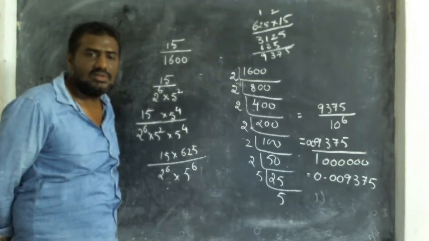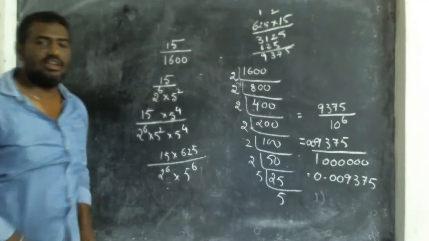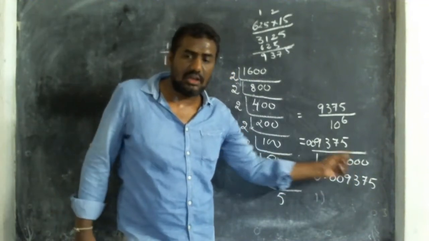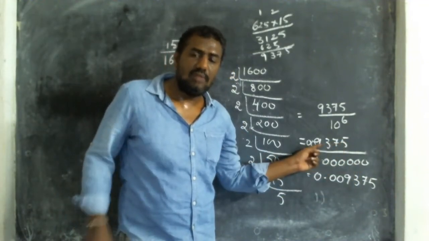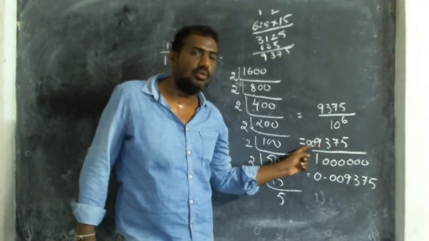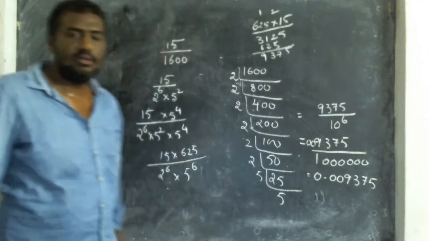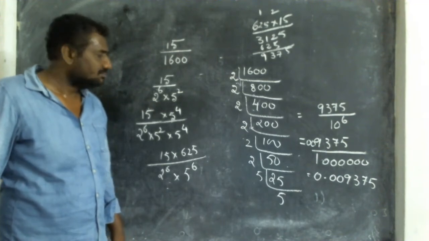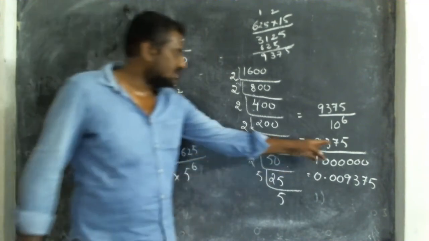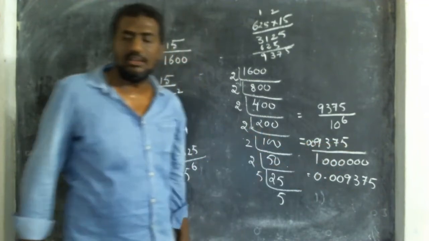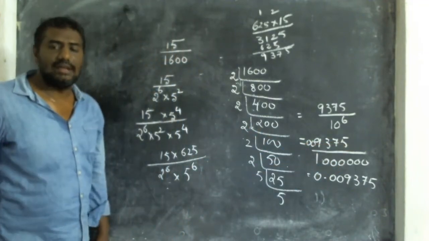0.009375. So this is the problem. This is the way of converting into the decimal. Down, 6 zeros are there. Actually, I have only 4 numbers, so I want 6 numbers. For getting the 6 numbers, before our number, we'll put 2 more zeros. If you put 2 more zeros, you'll get the 6 numbers. Now, on top 6 numbers are there, 6 zeros are there. In front of the 6 numbers, put the decimal. That is 0.009375.